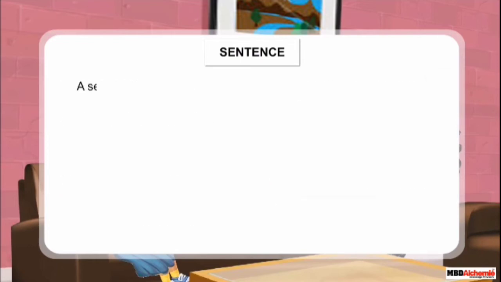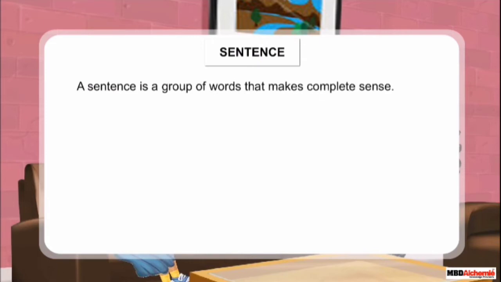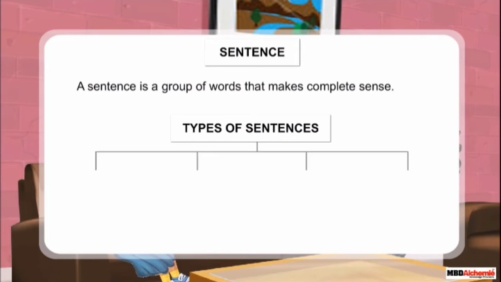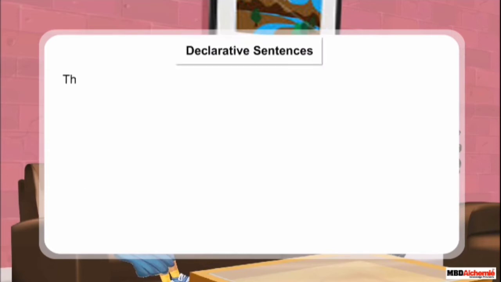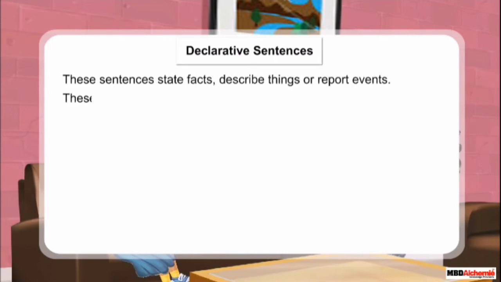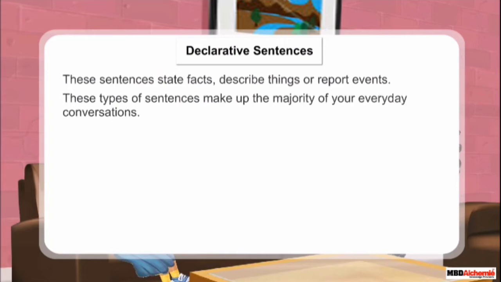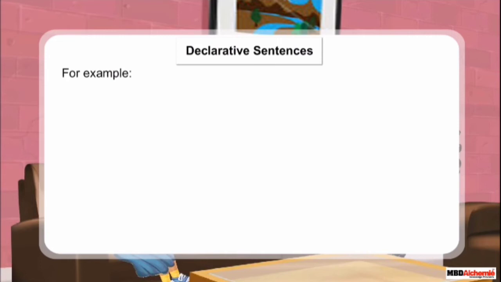We already know that a sentence is a group of words that makes complete sense. Let's now learn about different types of sentences. On the basis of meaning they convey, sentences can be of 4 types: declarative, imperative, exclamatory, and interrogative. Declarative sentences state facts, describe things, or report events. These types of sentences make up the majority of your everyday conversations. See some examples of declarative sentences.